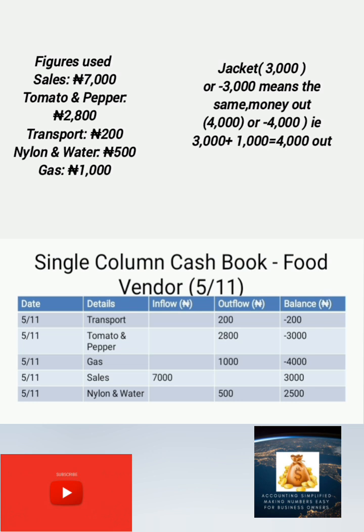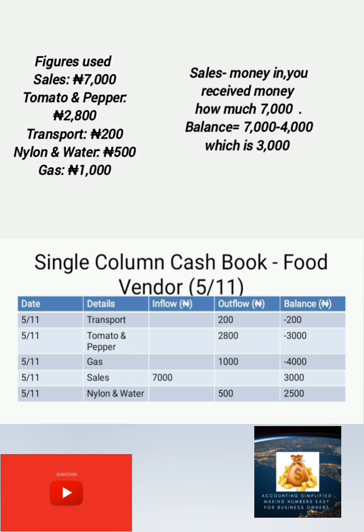You understand? Now, the next transaction that happened was what? Sale. We sold food. And our customer paid how much? 7,000 naira. So under the date, write what? 5th, 11th. Under description, I write what? Sales. Sale of food, or just write sales. Now under money in, I write what? 7,000 naira, because money has come into the business now.